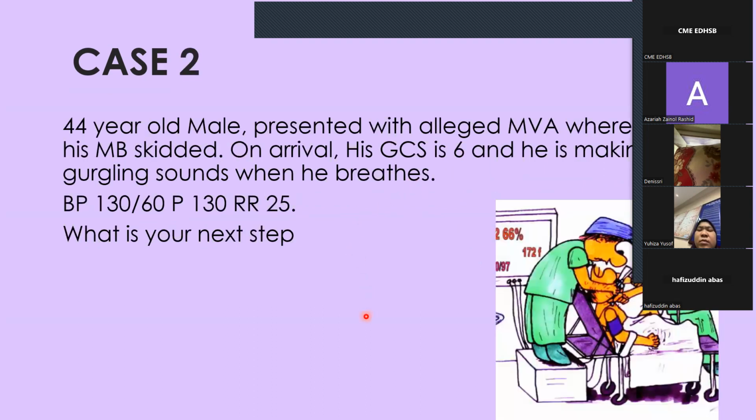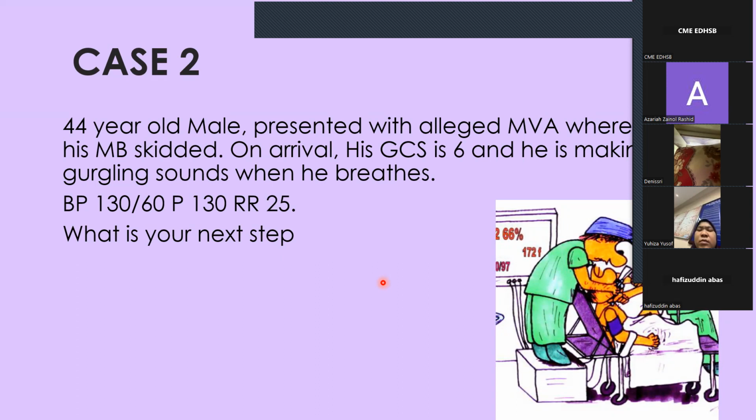So ini basically MVA, GCS 6, patient ada gargling sound. So what is your next step? Suction, maybe. GCS 6. Still breathing. Gargling sound. Okay, so trauma, make sure your cervical kena secure. Lepas tu gargling sound tu suction. Preparation, basically go step by step.